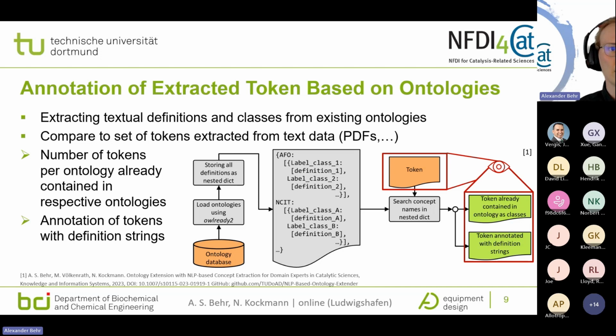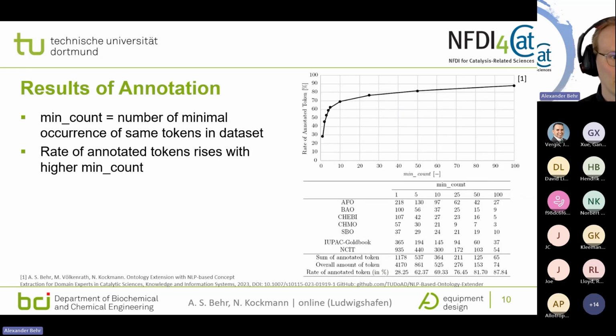So for example, was this token annotated in a way that we would expect based on the text that we have read? Or is it maybe an ambiguity, and this word or this token means another thing but was detected anyway in the ontology? So yeah, we ran this with a variety of min counts, so with varying minimal occurrences of the same tokens in our data set.